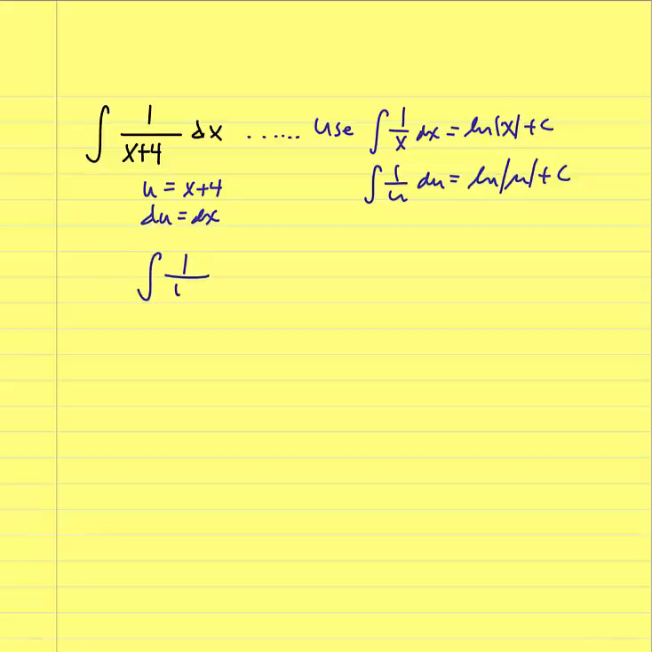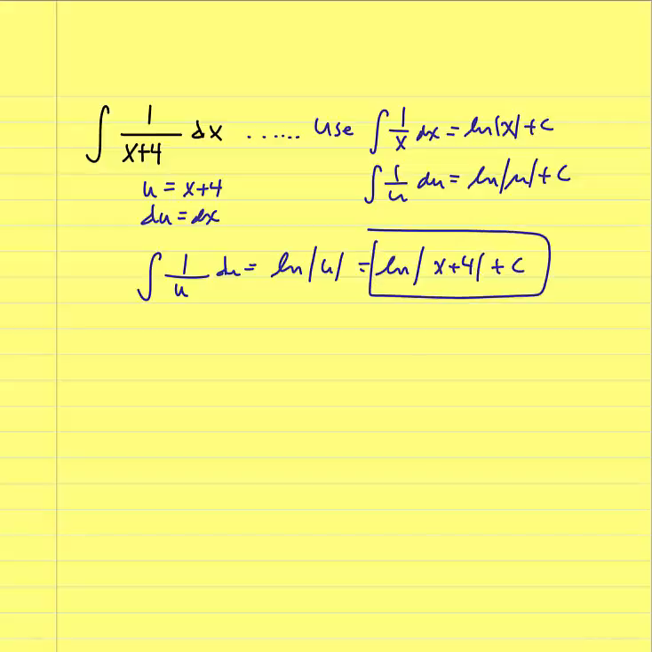So 1 over x plus 4 is 1 over u, dx is du, and the integral of 1 over u du is natural log absolute value of u. Then we convert it back to x. My original was in terms of x, and so should my solution be. U is equal to x plus 4, plus c, my constant of integration. Okay, so this is an example of using that integral to help us figure out what integrates to the natural log by using u substitution.